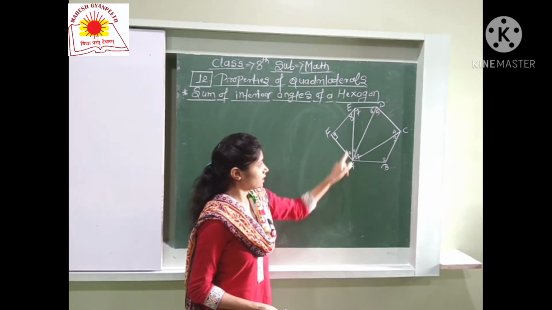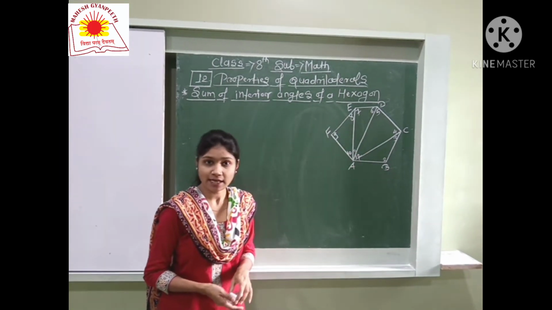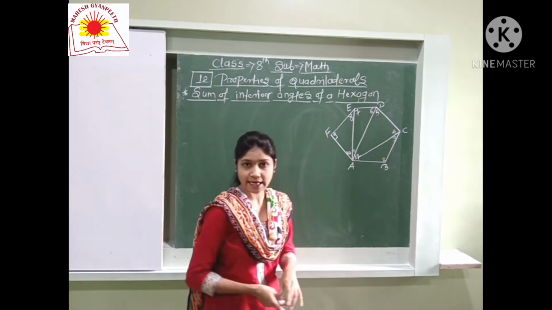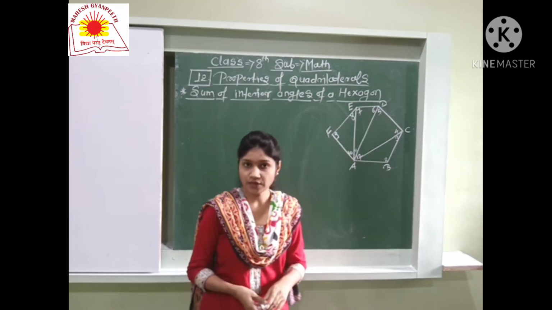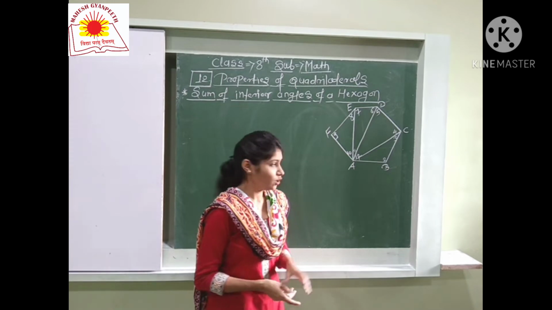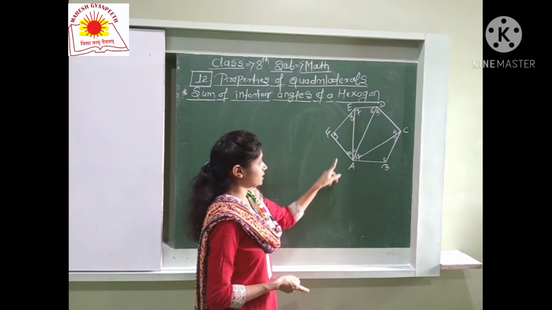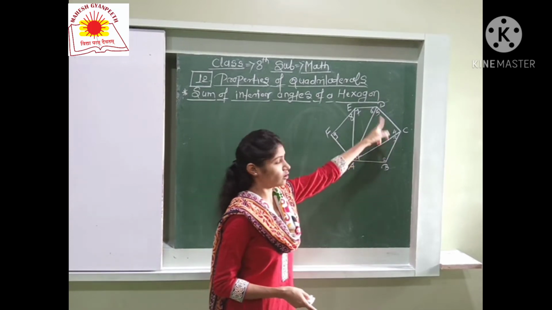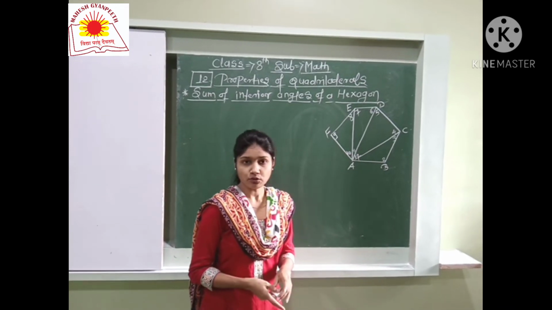Then how to solve this? This is A, B, C, D, E, F. It is a hexagon. All of you know what is meant by a hexagon? Hexagon means a six-sided closed figure. Now in this hexagon A, B, C, D, E, F, what is the sum of all the interior angles? All the interior angles we have to find out.